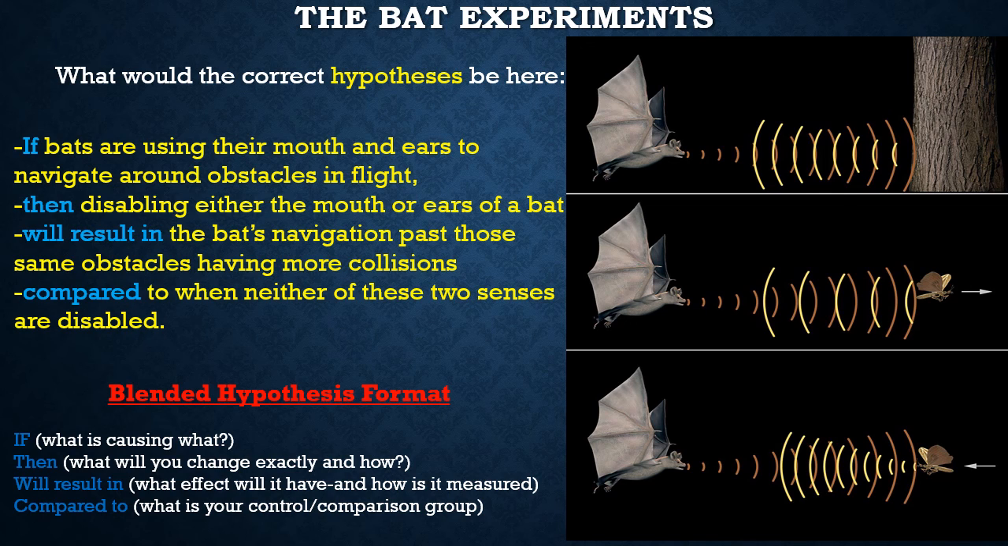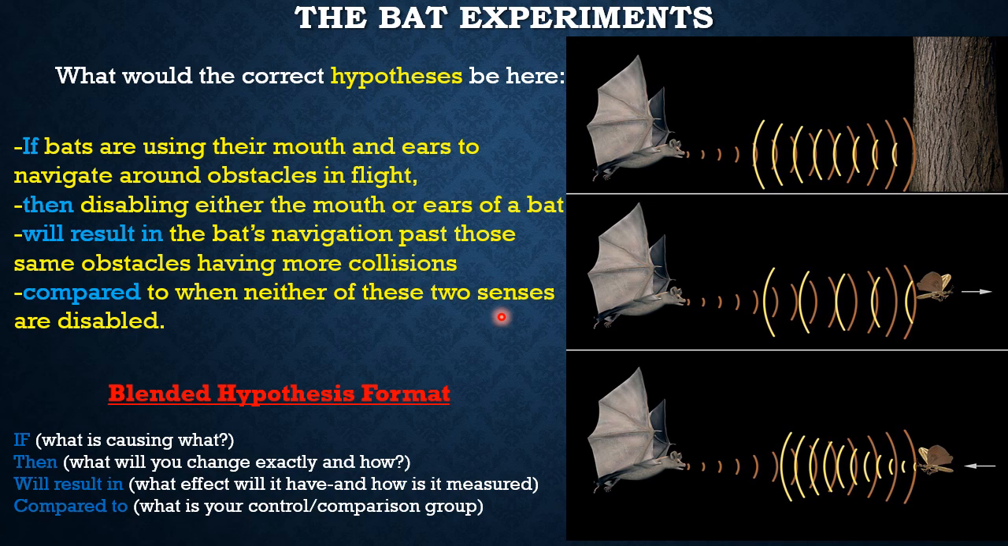Compared to, and what's our control? Compared to when neither of these 2 senses are disabled. So the whole hypothesis ends up reading like this. If bats are using their mouth and ears to navigate around obstacles in flight, then, by disabling either the mouth or ears of a bat, this will result in the bat's navigation past those same obstacles having more collisions. So we expect there to be more collisions when the mouth or the ears are disabled compared to when neither of these 2 senses are disabled. And that would have been the correct hypothesis.